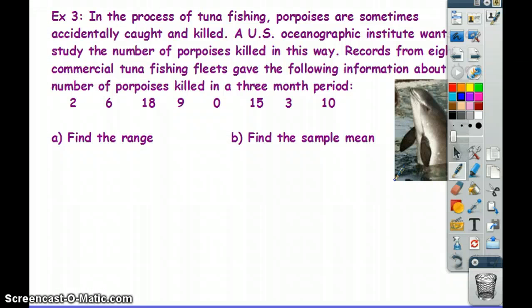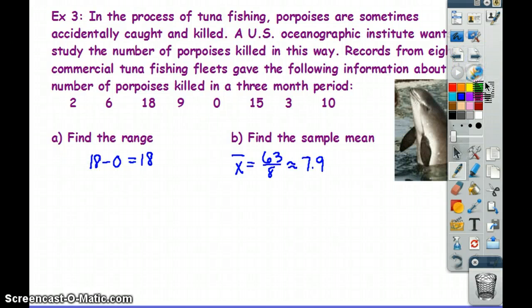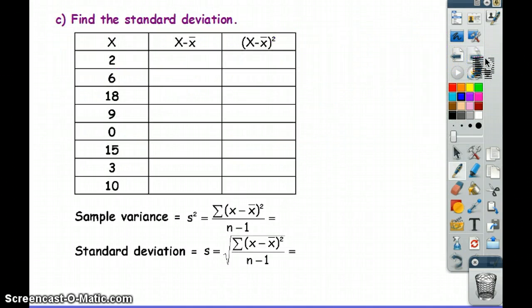Okay, so hopefully you've had a chance to work on this and you got the answers. Let's see how you did. The range, remember, is just the biggest minus the smallest. So I got 18. The sample mean is about 7.9. For the standard deviation, we're going to fill in the chart. Once again, is the chart necessary? You could do it without the chart, but it just keeps everything organized. It makes the formula seem a little bit more manageable.